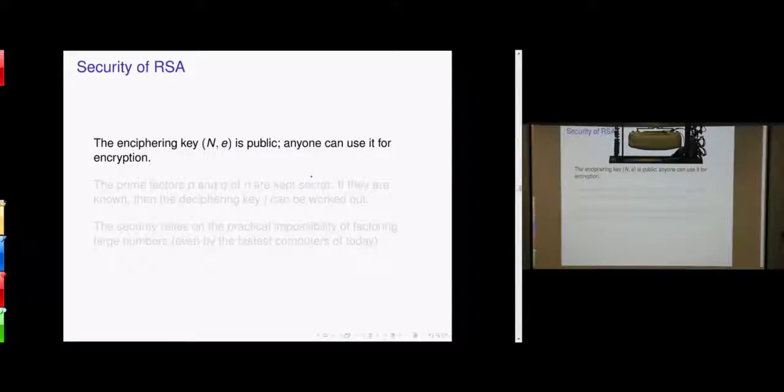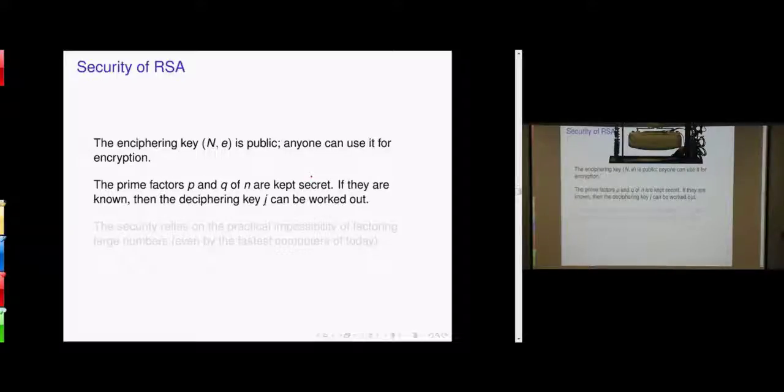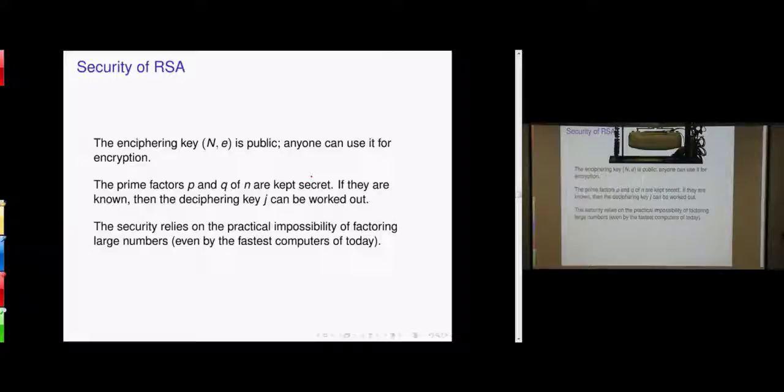So why is this safe? The enciphering key, the pair N and E, is public. Anyone can use it for encryption. I publish it in a lecture, so any of you can use E. Now the prime factors p and q of the capital N are kept secret. If they are known, then you can find D also.